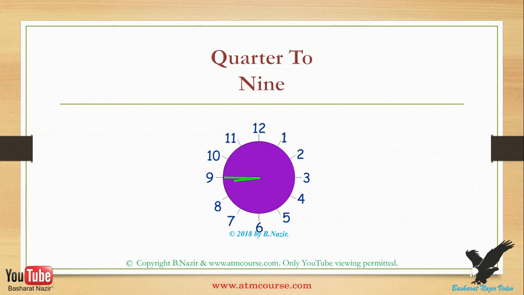This clock is showing quarter to nine, because the big hand is pointing to nine and the small hand is close to nine. Now you say, quarter to nine. This clock is showing quarter to ten, because the big hand is pointing to nine and the small hand is close to ten. Now you say, quarter to ten.